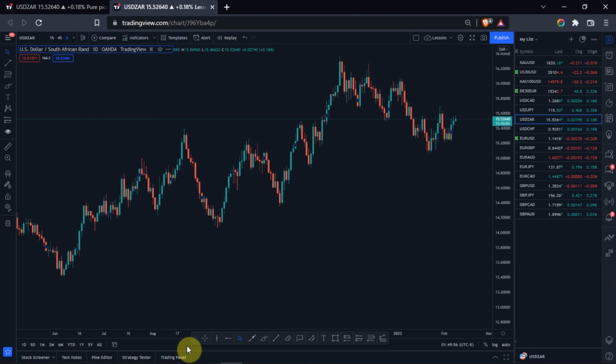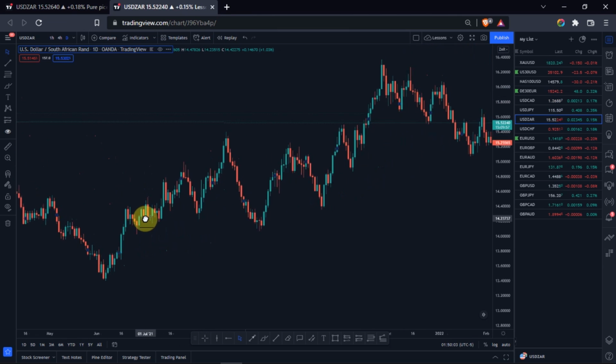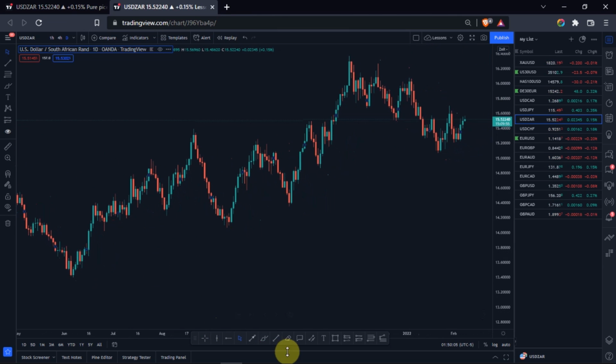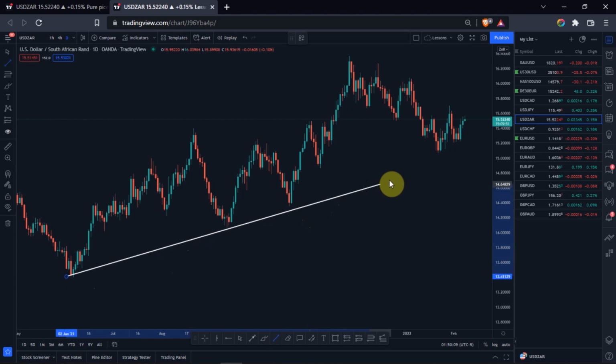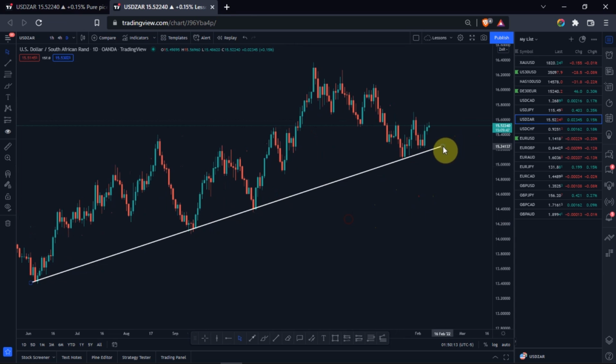And looking at the daily, we can see that we've been having an uptrend which has been persisting for quite a while, or for quite some time. If I am to indicate it with a trend line, you can see that it can start all the way here and extend all the way to where the price is at the moment.